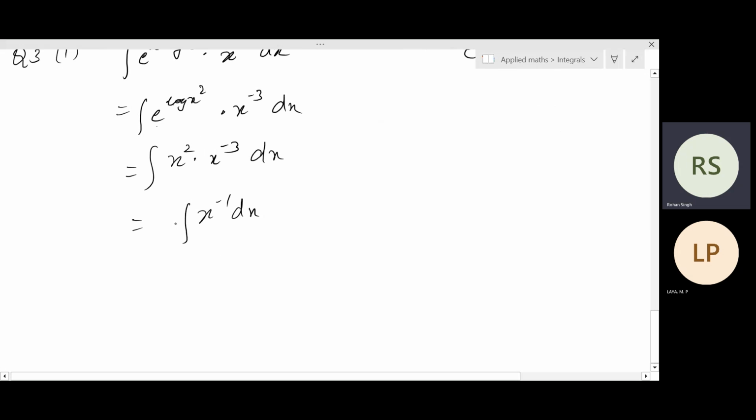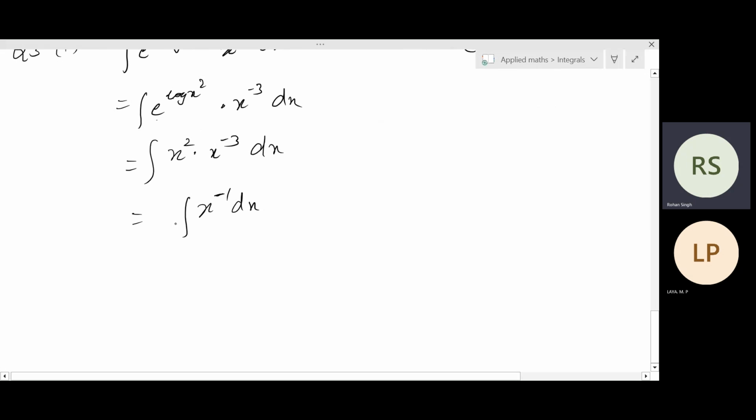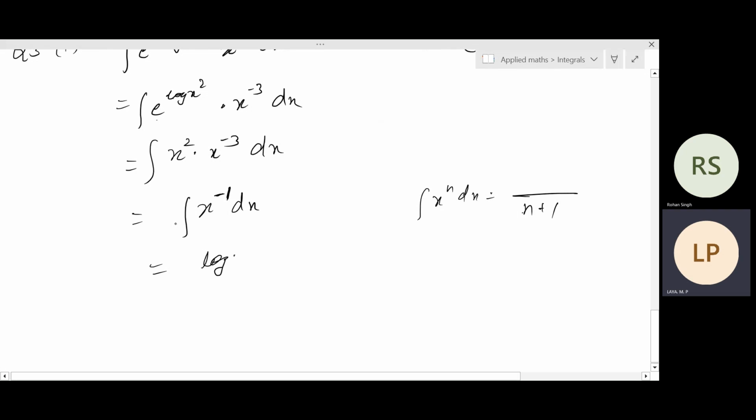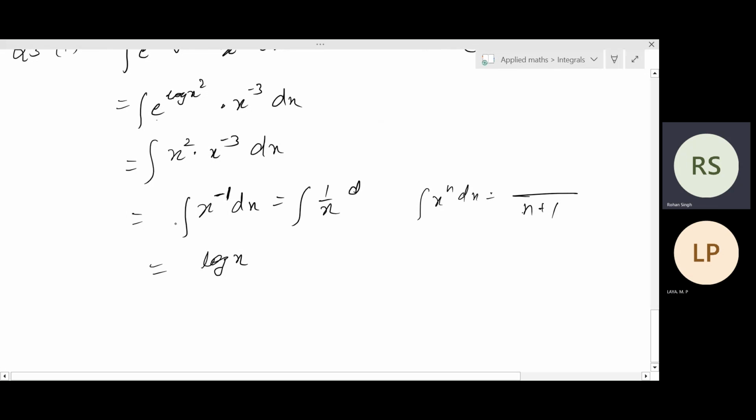And do not use the power rule for integration here, because if you use the power rule right here, what you'll get is not defined. In the denominator we do n plus 1, so minus 1 plus 1 will give 0. So instead we'll use the integral of 1 by x to get log x. This is 1 by x dx.